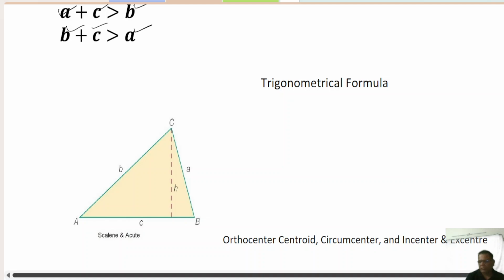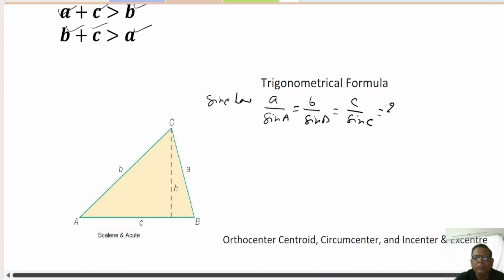Now come to the trigonometrical formulas. The first formula is the sine law. What is sine law? Sine law says a by sine of angle A is equal to b by sine of angle B is equal to c by sine of angle C is equal to 2R. What is R? R is the circumradius. What is circumradius? That we will understand in the next chapter.